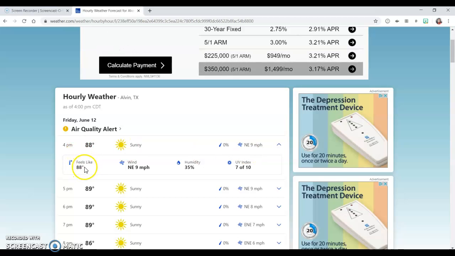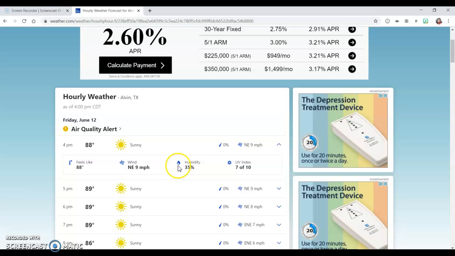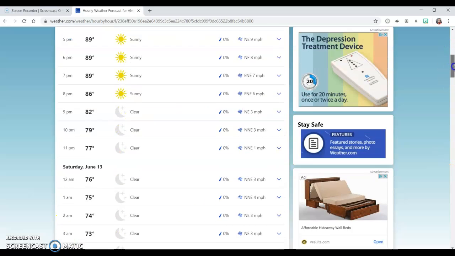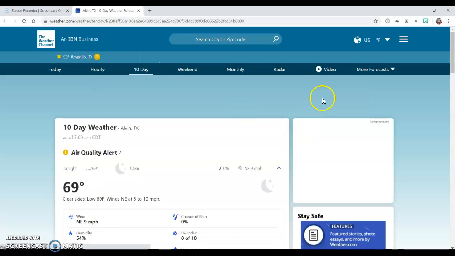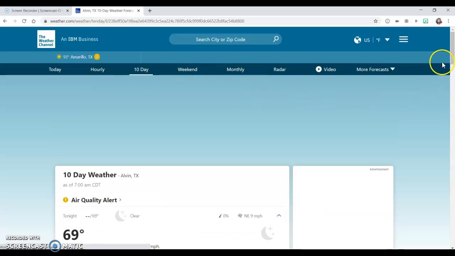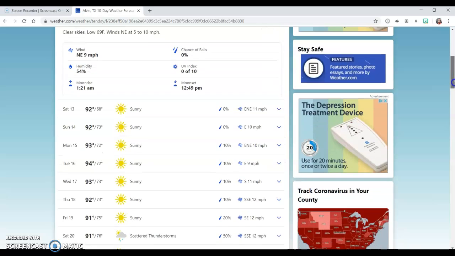And it feels like 88 degrees Fahrenheit outside. Humidity is 35%. It also tells you different things. For example, this one tells you the hourly weather at 5 o'clock, 6 o'clock, and 7 o'clock, and so forth for today. And if you scroll down, you can see more. You can also go to the top and see the weather for the next 10 days, or the weekend, or monthly weather. They're all here for you.